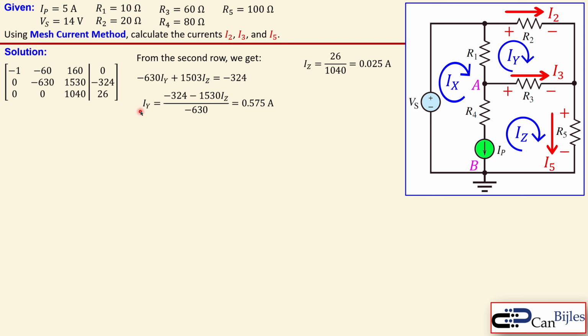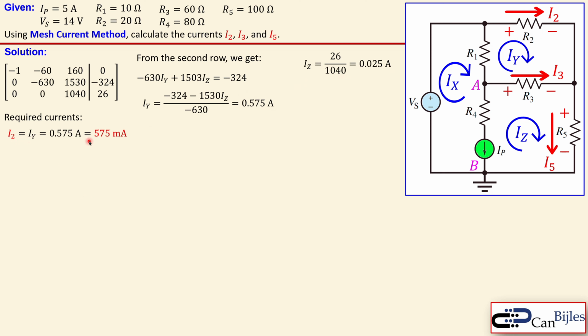Now what we do is we look at the required currents, that is I2, I3 and I5. So do I need the IX? That's actually the question here, because the I2 only has IY, I3 has only IY and IZ, and the I5 has only IZ. That means I don't actually need IX, so there is no reason for calculating IX in this case.